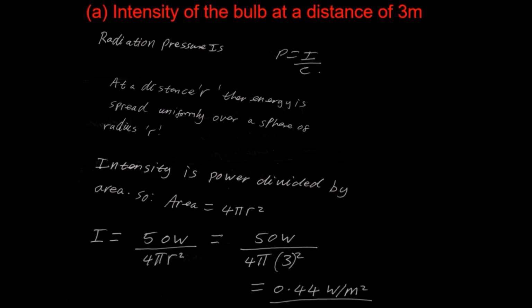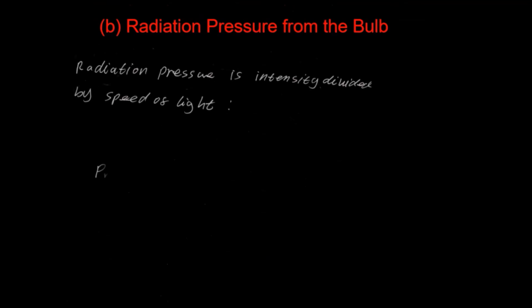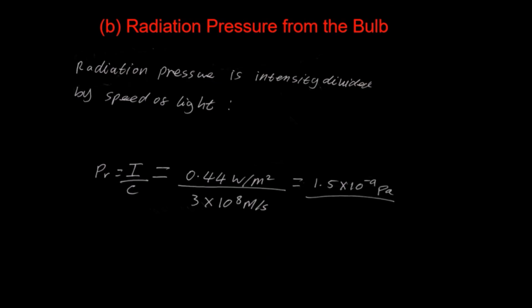What we really cared about was what is the radiation pressure from the bulb here. Well, the radiation pressure, P equals I over C, is going to give us 0.44 over 3 times 10 to the 8. This will be 1.5 times 10 to the minus 9 pascals. That's a very small pressure. But of course, a light bulb compared to something like the sun has an extremely small intensity.